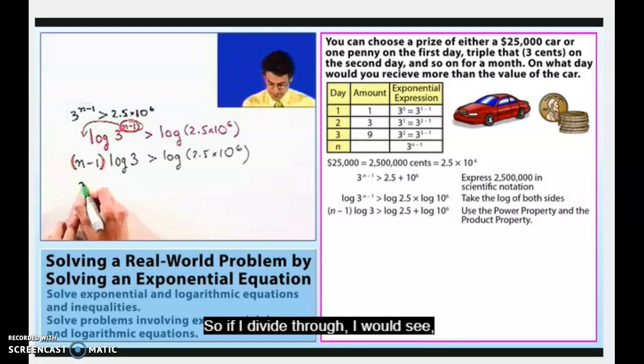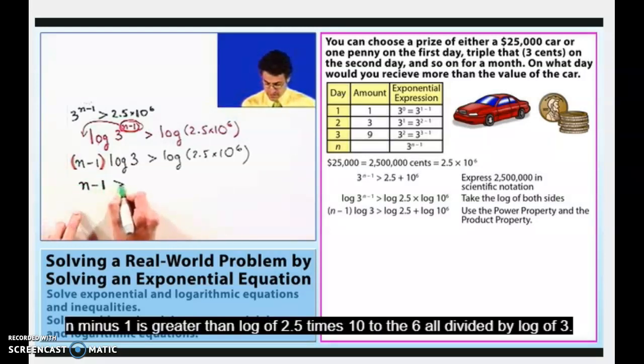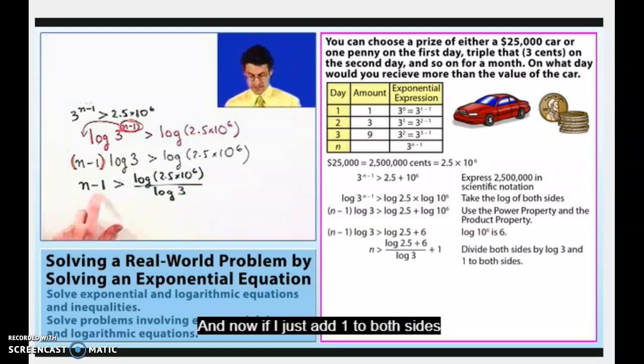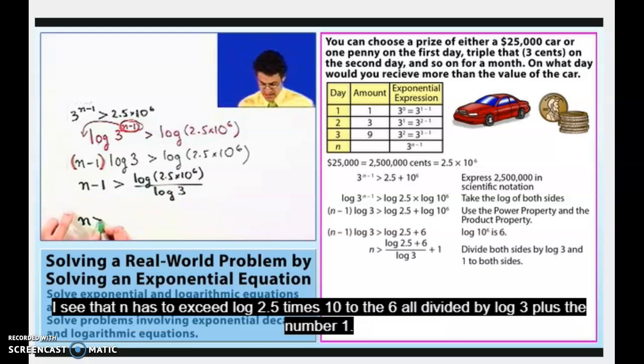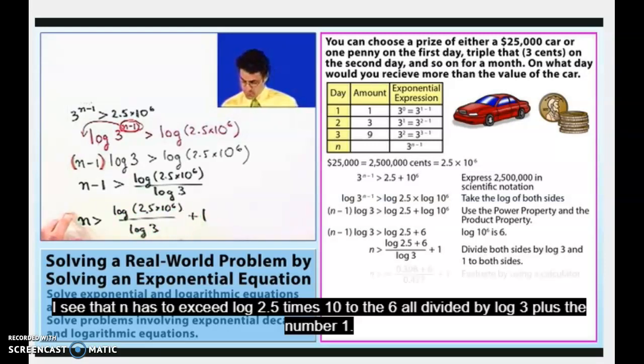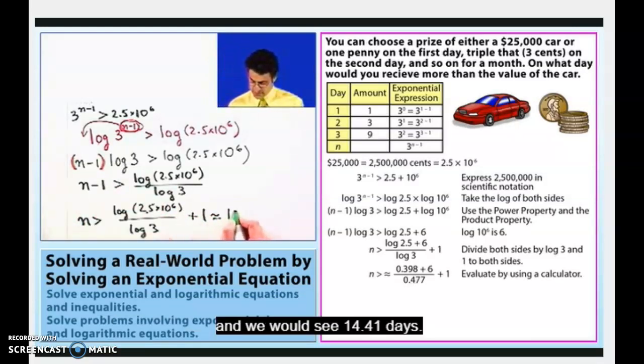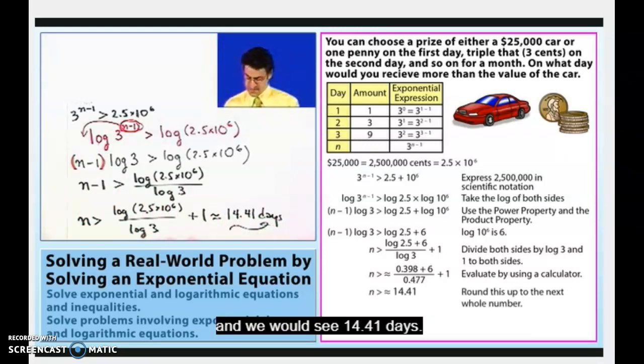So if I divide through, I see n minus 1 is greater than log of 2.5 times 10 to the 6th, all divided by log of 3. And now if I just add 1 to both sides, I see that n has to exceed log 2.5 times 10 to the 6th, all divided by log 3, plus the number 1. Now, using a calculator, we can estimate what this is, and we'd see 14.41 days. That's how many days.